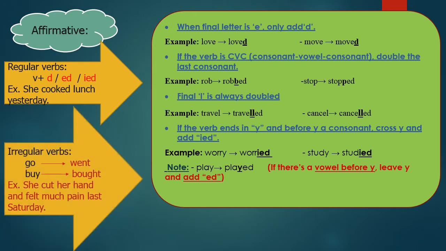If the verb is irregular, like the verb go, went, buy, bought, you have to keep these words, okay? For example, she cut her hand and felt much pain last Saturday. So verb cut here and felt are irregular verbs. So in the sample, there are regular verbs except D, ED, IED, and there are some irregular verbs.